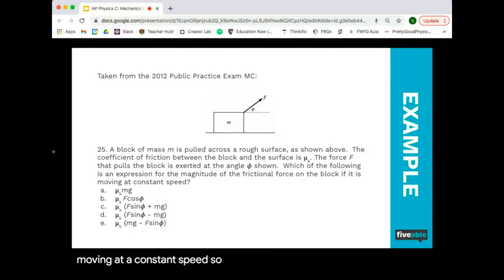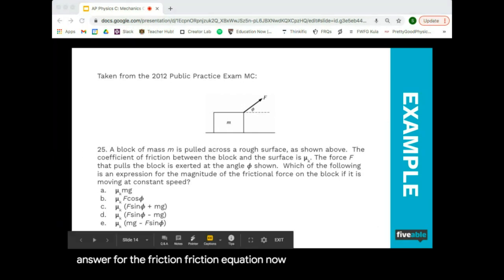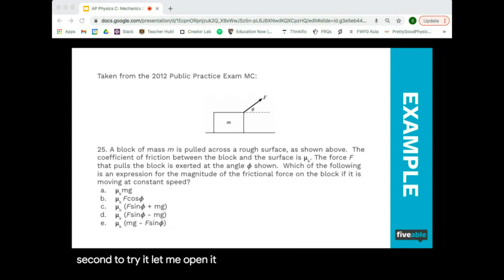In a second, I'm going to open a poll. I'm going to give you a little bit of time to do this, because this one's going to take a couple steps. First thing you're going to do is draw a free body diagram. And then the second thing you're going to do is write those net force expressions in X and in Y, and then see if you can get an answer for the friction, remembering that you have that extra friction equation now. So I'm going to give you a second to try it. Let me open it up.